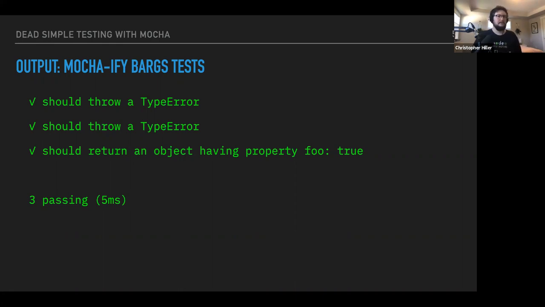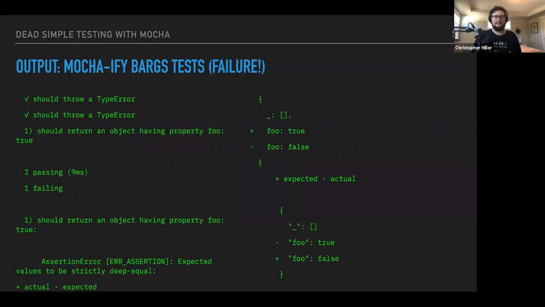If you didn't get this working, maybe you'll see something like this. And I apologize for the two columns here. But maybe the third one didn't work for whatever reason. You're going to see something like this. So we'll see the should throw a type error. Those two have passed. And we'll see this. The third test is failing. And this is what the output from Mocha looks like if your tests are failing.